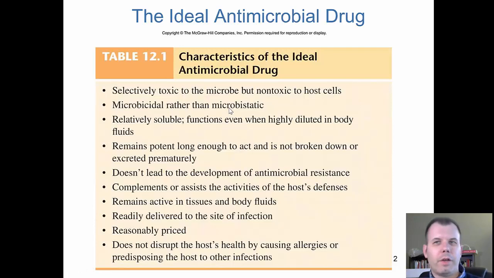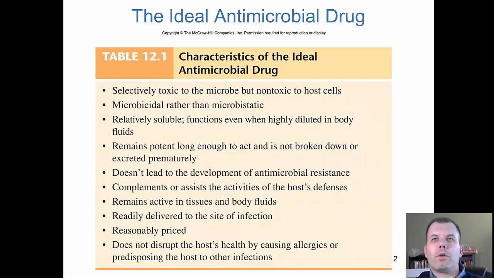And again, don't memorize all these things, but I would really want you to think common sense wise. What would you think would make a really good drug to take, and what would make a poor drug? Okay, and that basically are the rules of the different types of drugs. So the first one is selectively toxic to the microbe but not toxic to cells. That makes sense. Okay, you want to kill the microbe and not kill your cells.